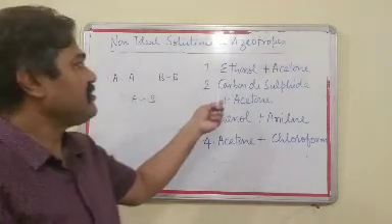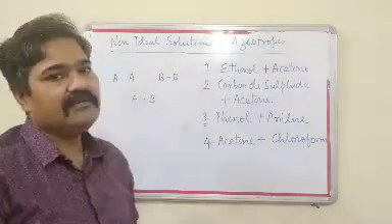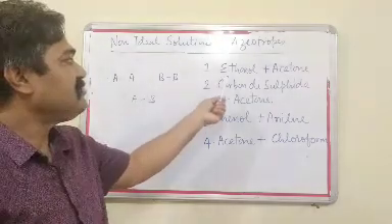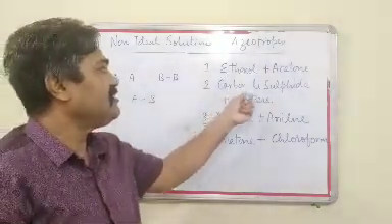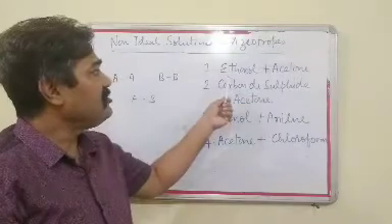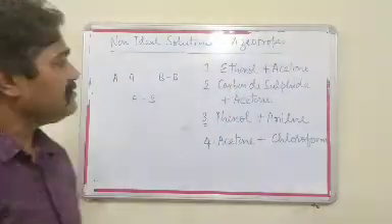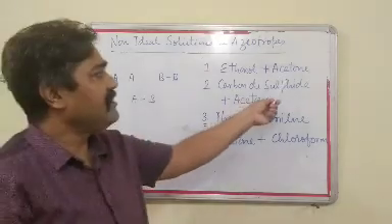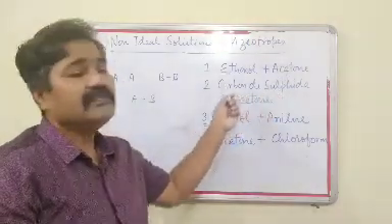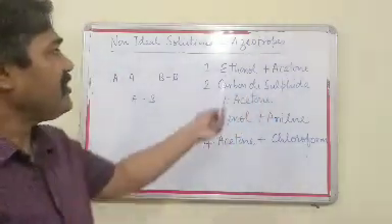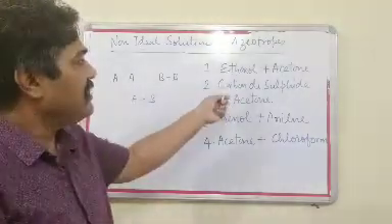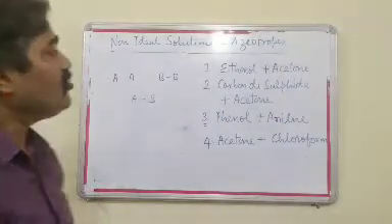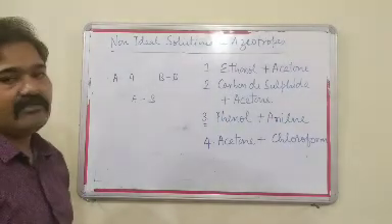Now we take some examples of the positive and negative deviation non-ideal solutions. First one, we take the mixture of ethanol and acetone. You know that in ethanol there is hydrogen bonding. Due to the entering of the molecules of acetone in the ethanol, it breaks some hydrogen bonding. That's why the mixture of ethanol and acetone shows the positive deviation non-ideal solution.